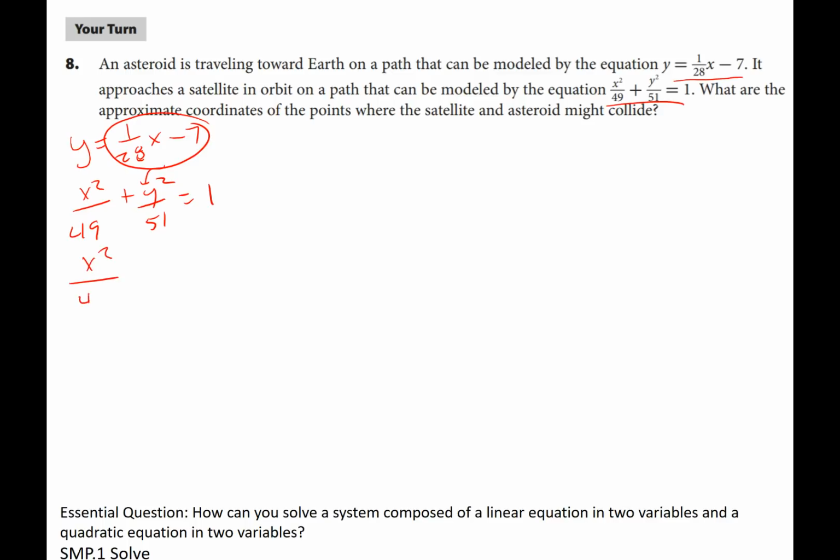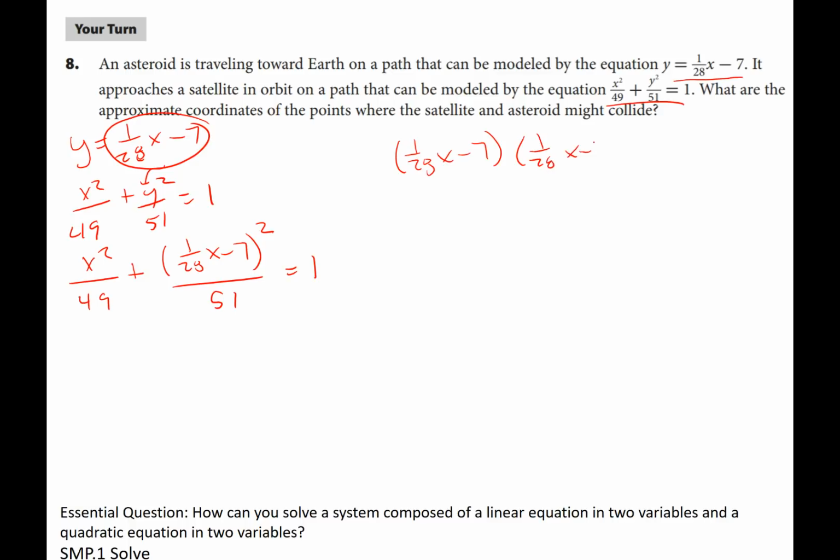So x squared over 49 plus (1 over 28 times x minus 7) squared over 51 equals 1. I'm going to follow the algebra rules that I know. The algebra rules that I know say, hey, we know we can square that. So to square it, I have to write it twice and FOIL it out.